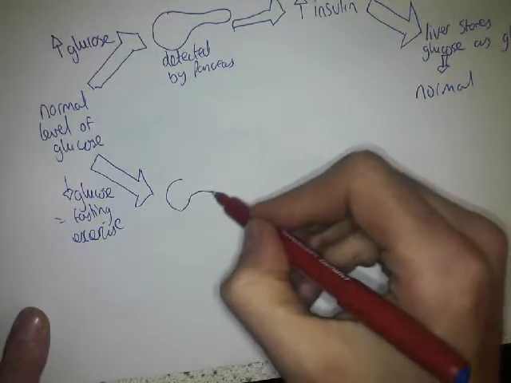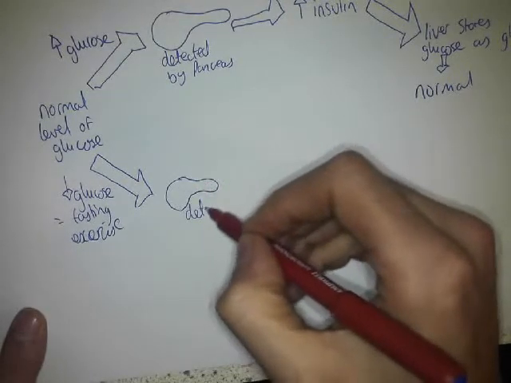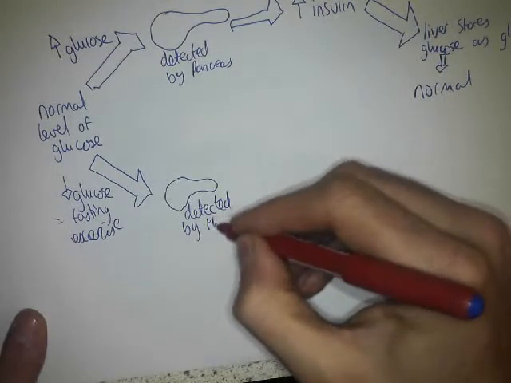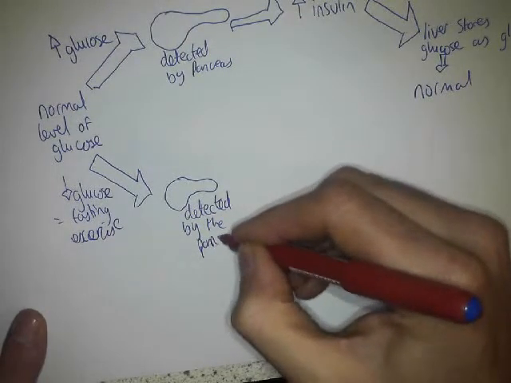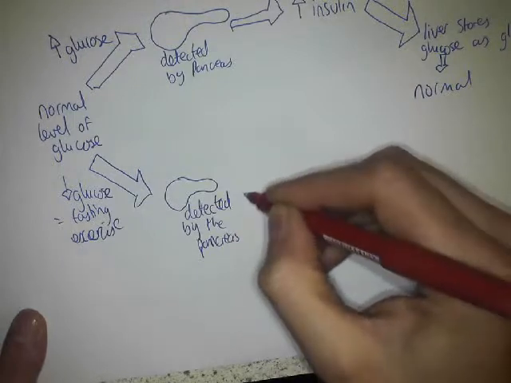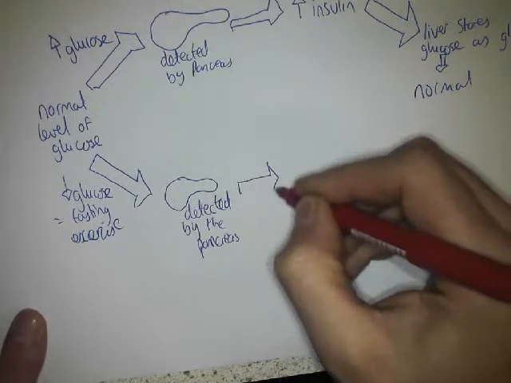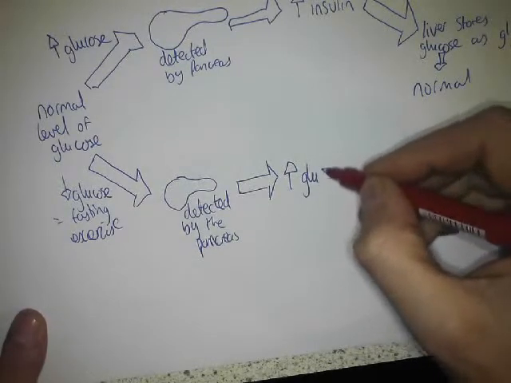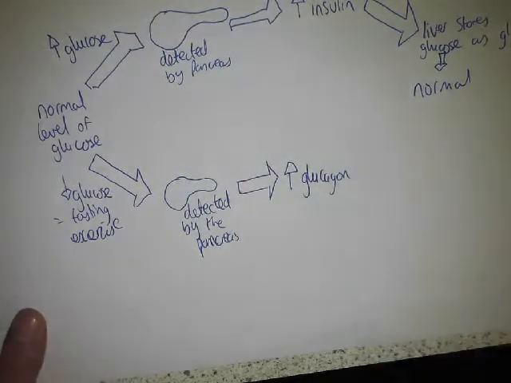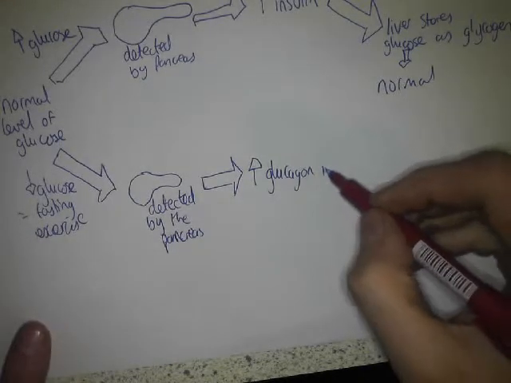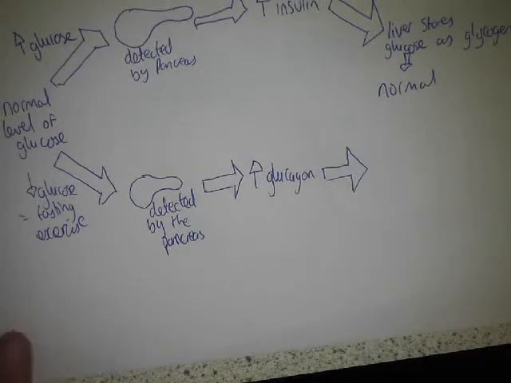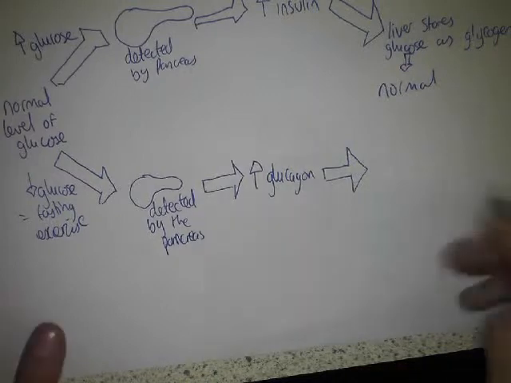Again, detected by the pancreas. And this time it releases a different hormone. And this hormone is called glucagon. Glucagon. Just as it says. And this will tell the liver, again, that same organ involved, listen, we're running low on glucose, can you break down some of the glycogen and give us some glucose?